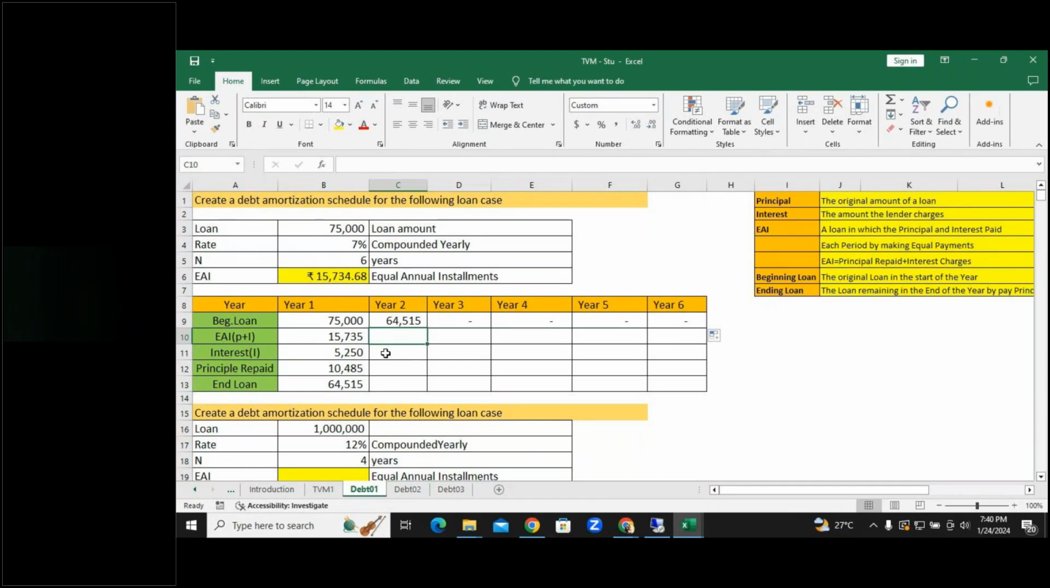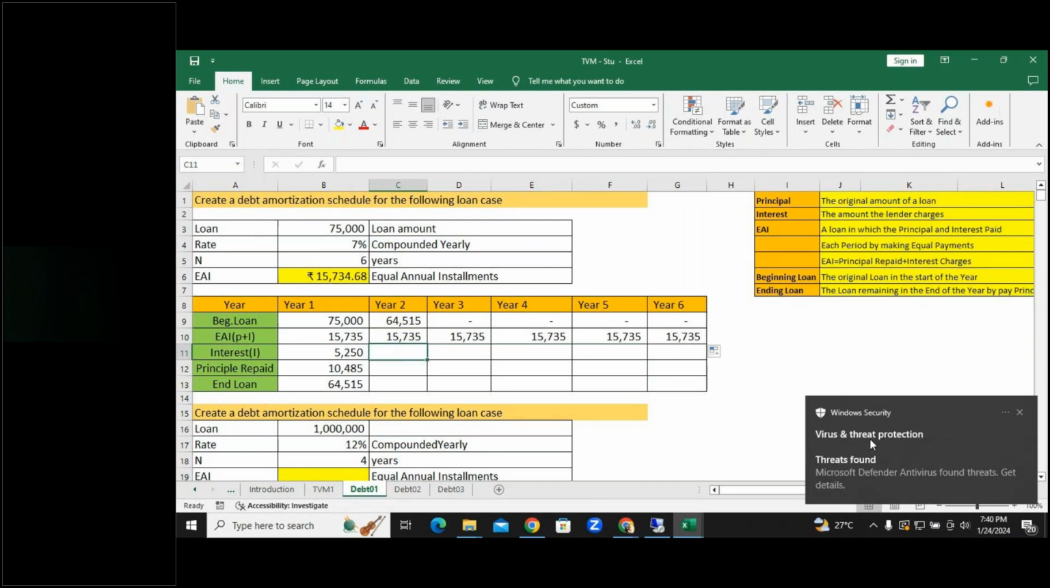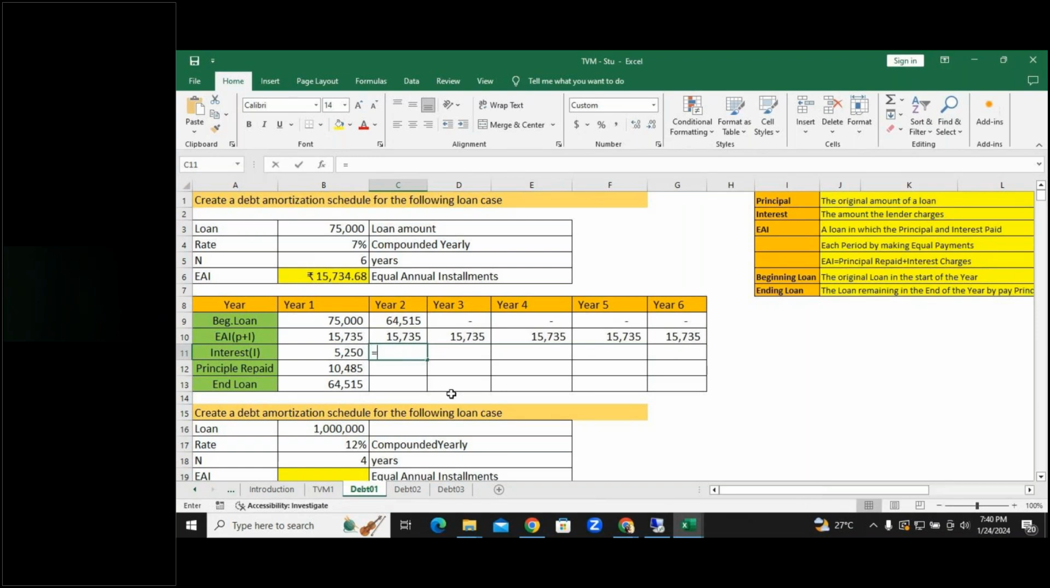So what I will do is equals, select this previous cell, enter. Now the same way I am going to take the fill handle, that black color cross, click and drag it towards my right. Now interest equals 64,000 into 7%. Enter. Now I'll come here, I'll do the fill handle.